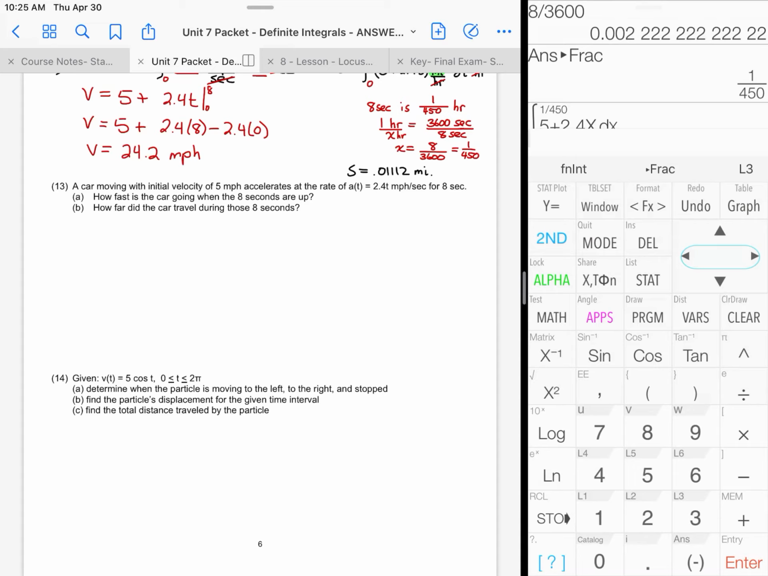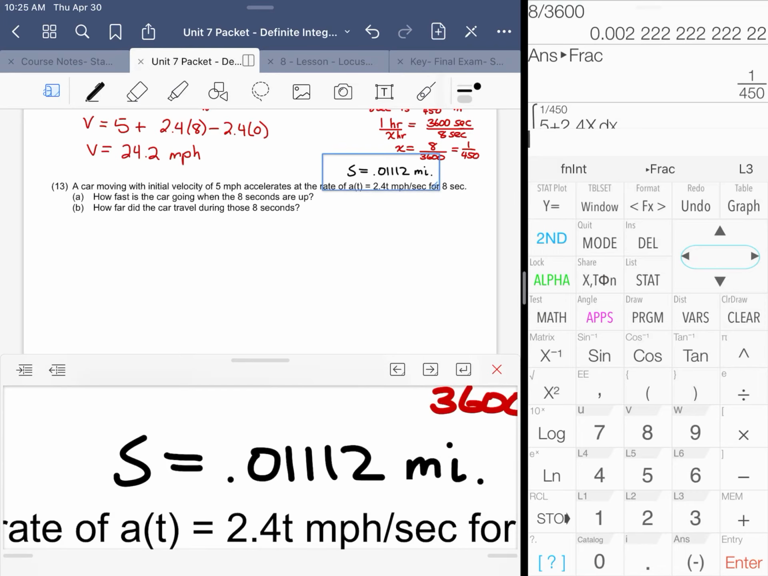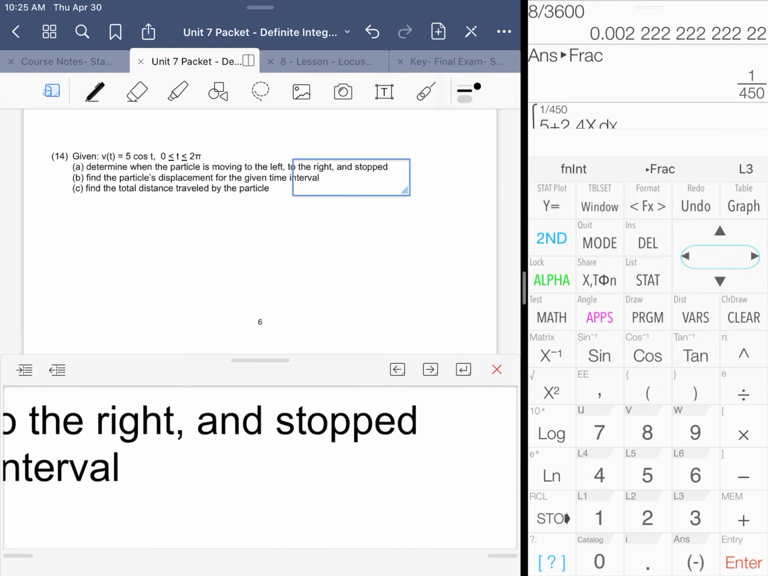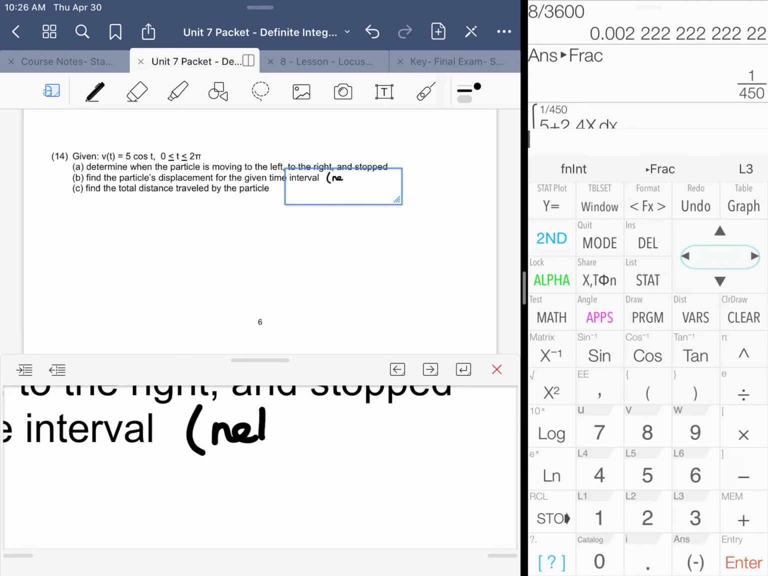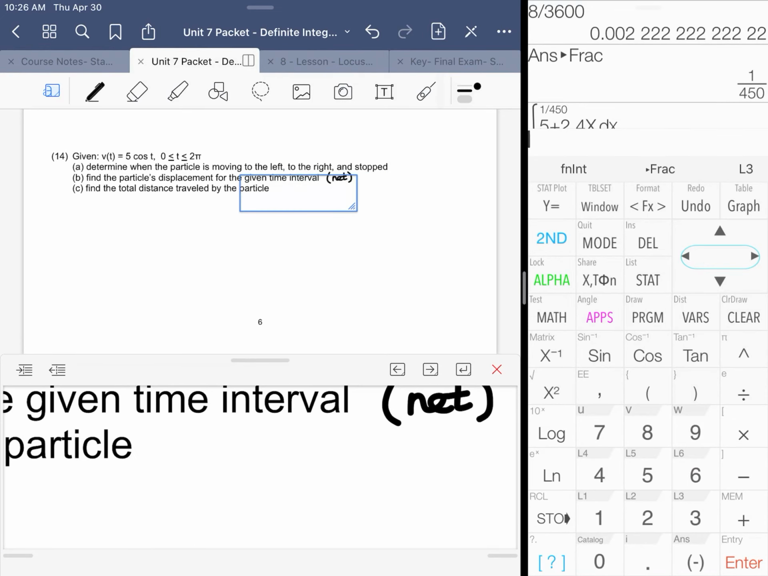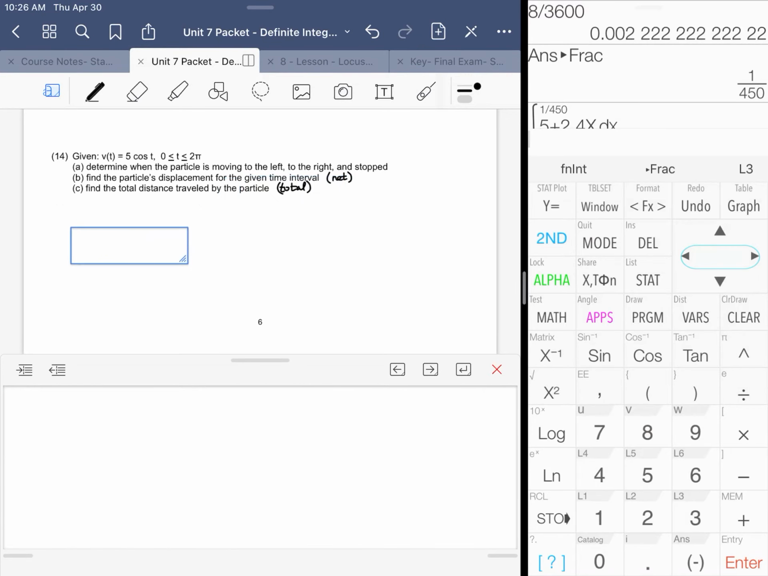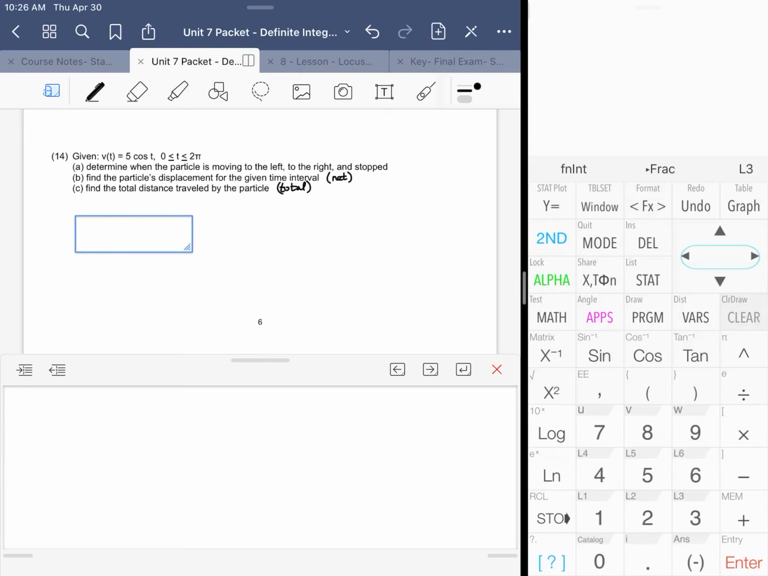Given v of t is equal to 5 cosine of t on the interval of 0 to 2 pi. Determine when the particle is moving to the left, to the right, and stopped. Find the particle's displacement for the given time interval and then the total distance. Displacement is a net quantity. Total distance, well, the word total's in it, so that should be easy enough.